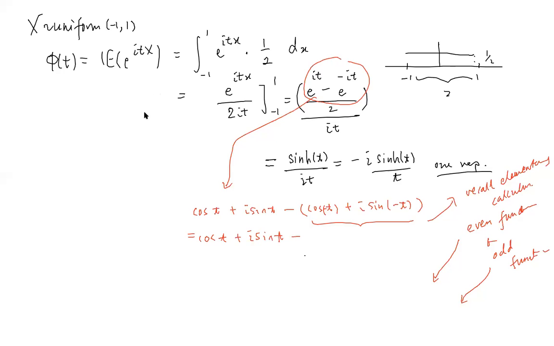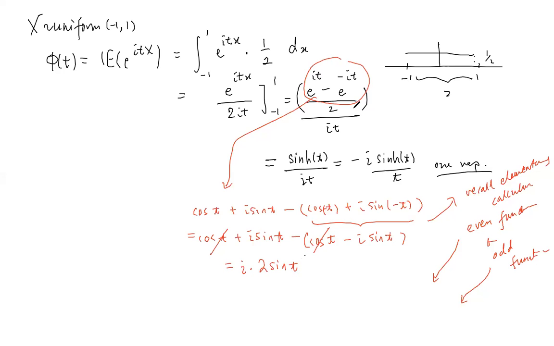So here the cos is an even function, yeah? Cosine is an even function. You can verify that yourself, yeah? So cos is even, so you have cos t. Sine is odd, so we'll have minus i sine t, okay? So your cos t and cos t will cancel each other. So here you will get i times 2 times sine t, okay?